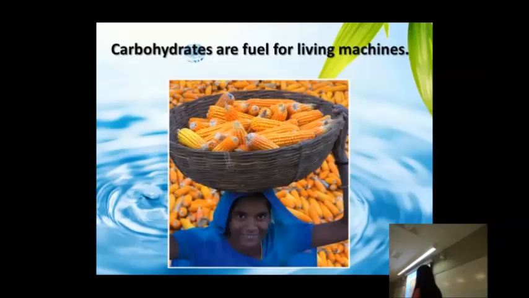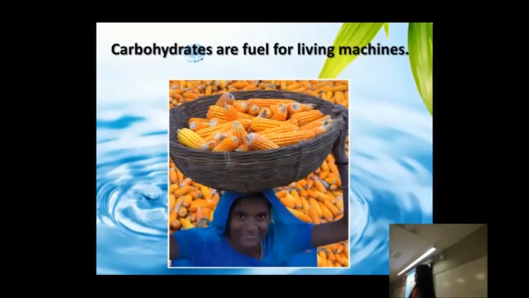So the next section we're going to get into after getting past bases and acids is we're going to talk a little bit about the macromolecules that are basically the building blocks of you, the things that we find in our foods that we eat that are the building blocks of what we have inside of our body. The first of these are carbohydrates, which are the fuel for living machines.